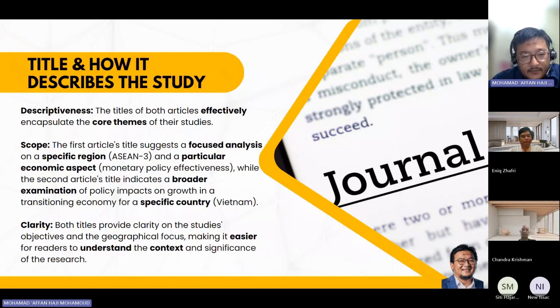And on clarity, both titles provide clarity on the study's objectives and the geographical focus, making it easier for readers to understand the context and the significance of the research. Next, I will pass to my team member, Siti Hajar.